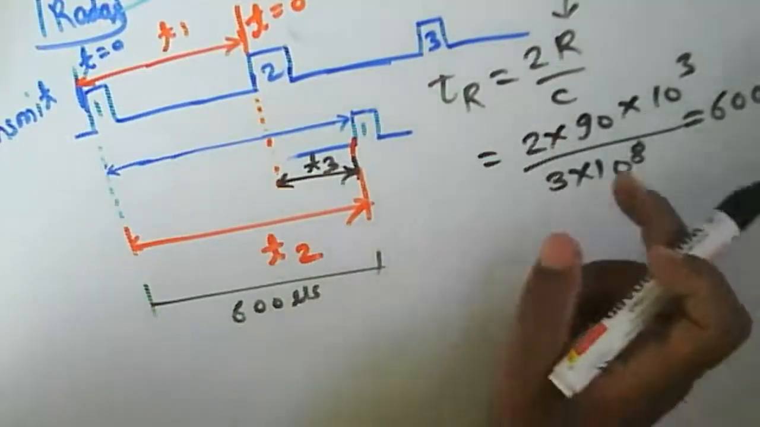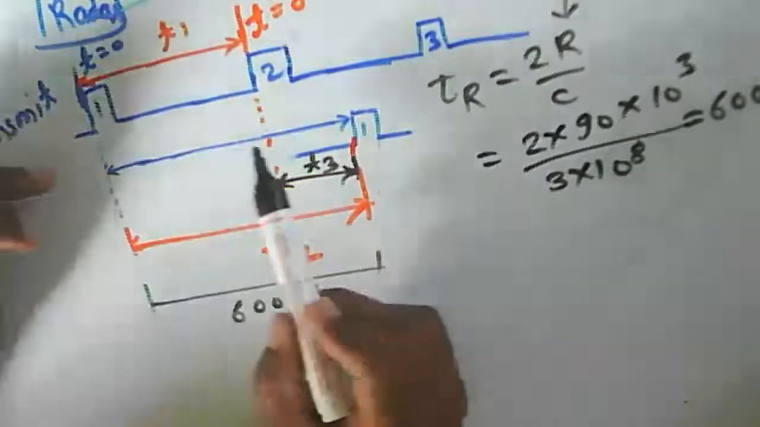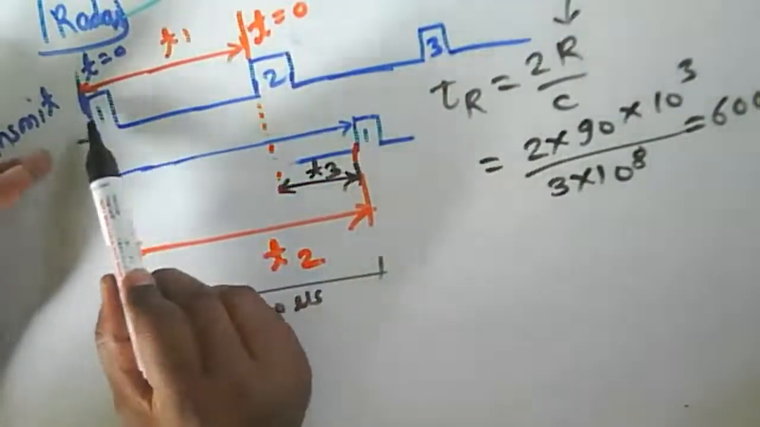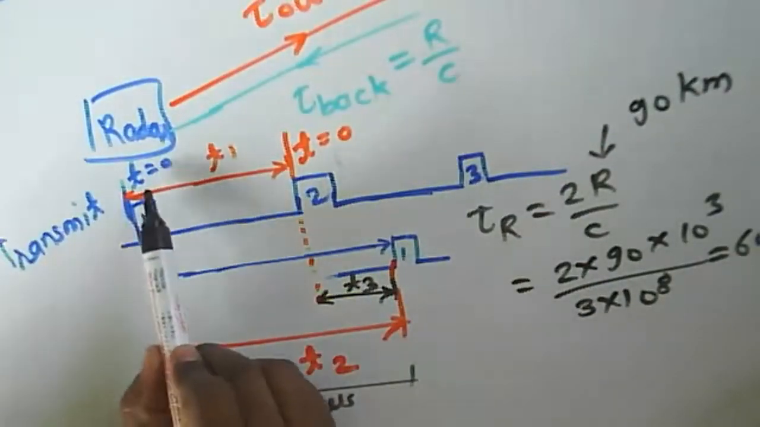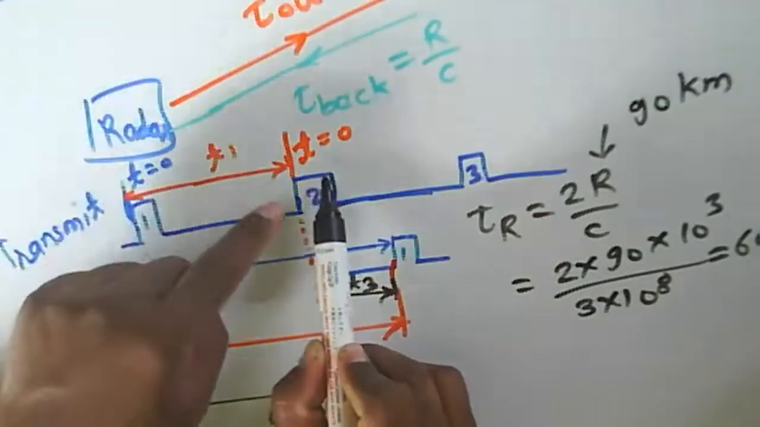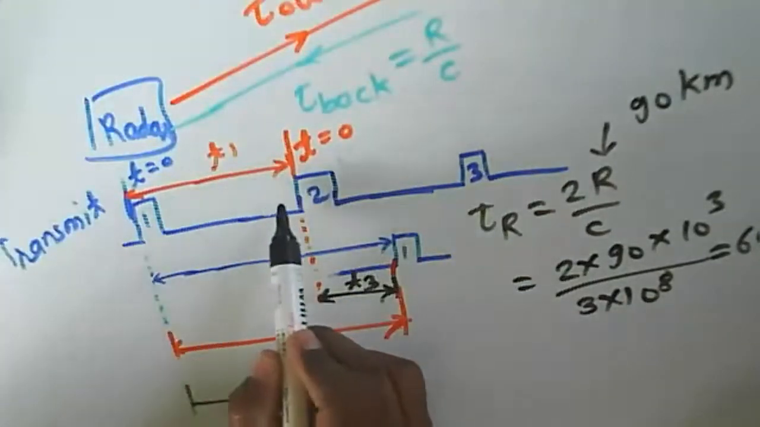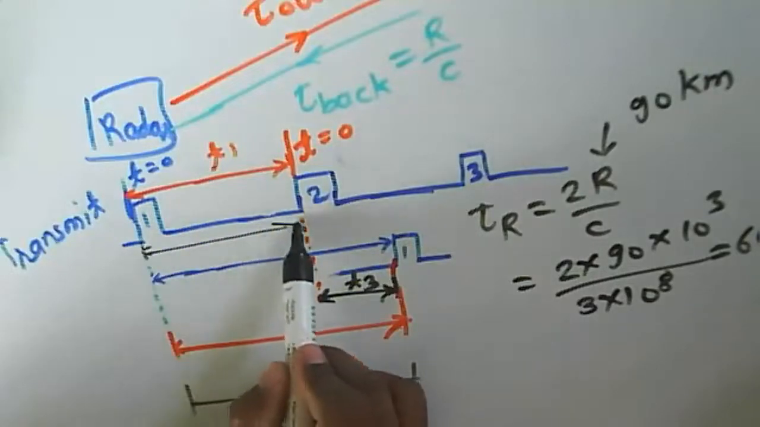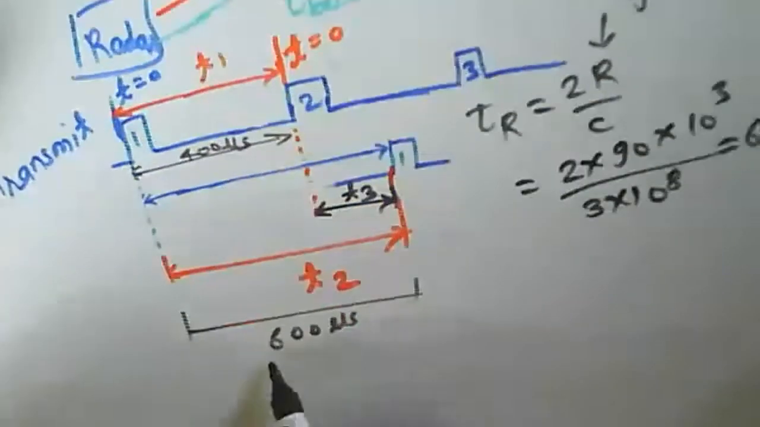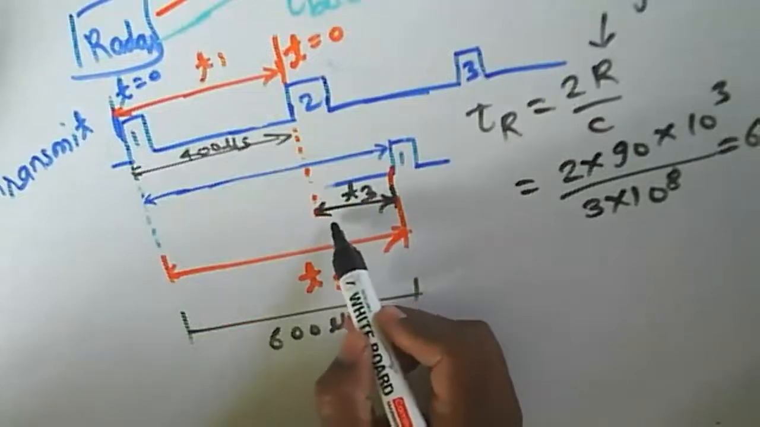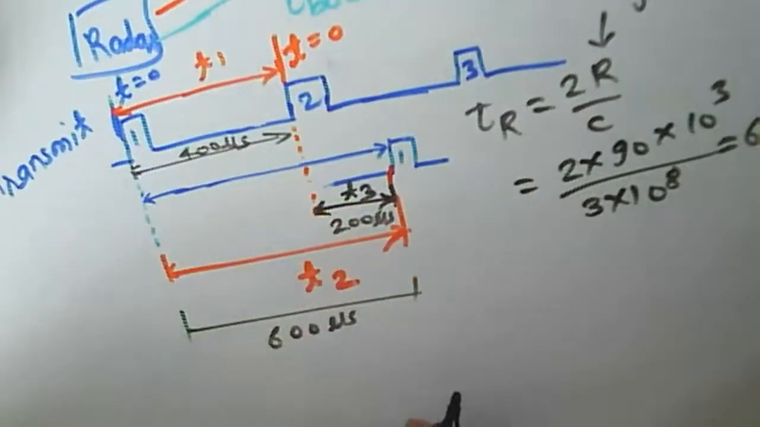But what happened here? Because we consider that a pulse is to be transmitted, that is the difference between pulse 1 and pulse 2. A pulse will be transmitted at time t equal to 0, and another pulse will be transmitted again. The device will take that as t equal to 0. But the difference between these two particular pulses, I am saying, is about 400 microseconds. And we are getting 600 microseconds. Now this T3 will be what? T3 will be 200 microseconds.